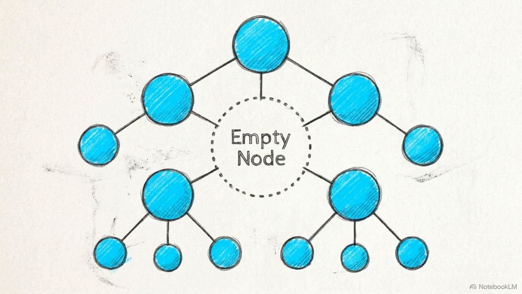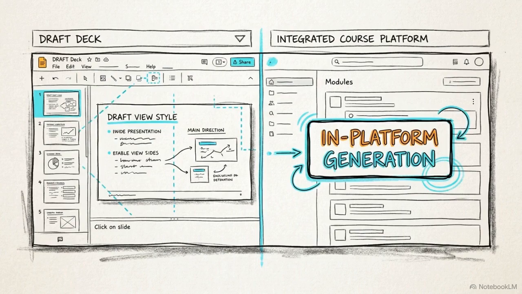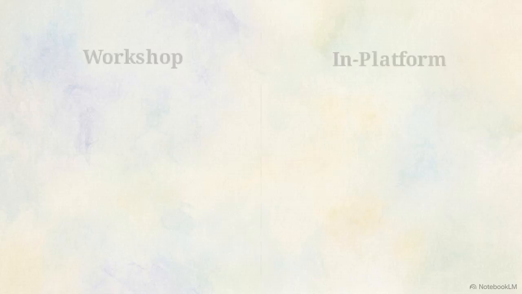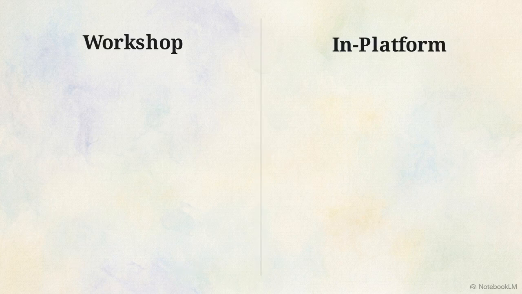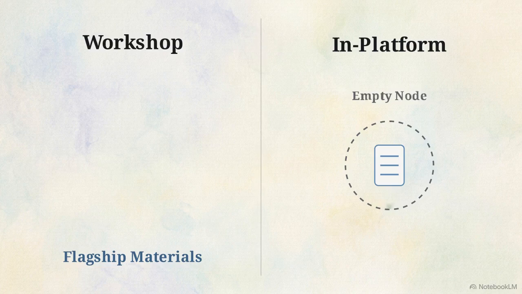Haddad has one empty node in his tree, reading manometers in the lab. To fill this, he applies a specific division of labor between external and internal AI models. External workshop models are used to build the flagship materials, the slide decks and handouts that define the course's identity. In platform generation is used for scaffolding, filling gaps, and completing the course architecture.